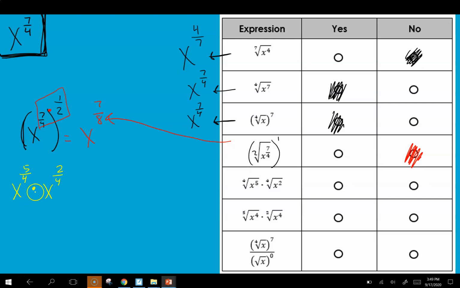Okay, so another property of exponents. Because my bases are the same, I get to add my exponents. My exponents are fractions, so I have to make sure my denominators are the same. They are, they're both 4. So I can just add across the top. So this simplifies to 7 over 4, which is what I want. So that one is a yes.